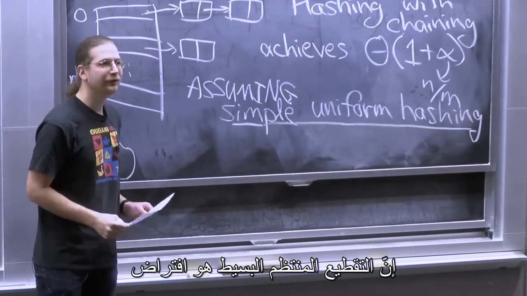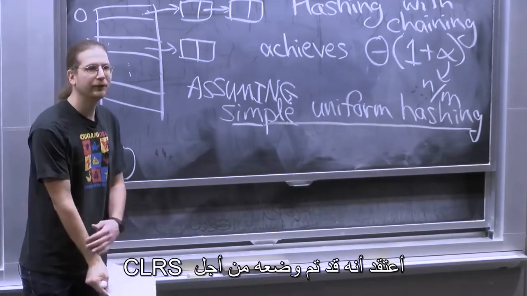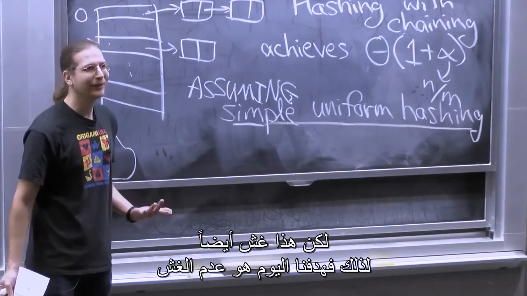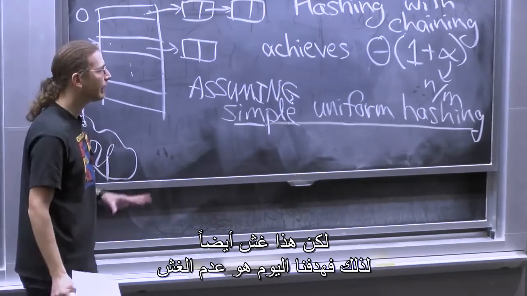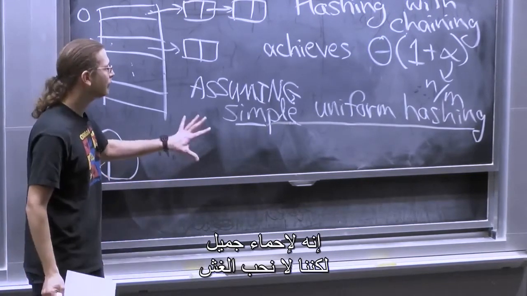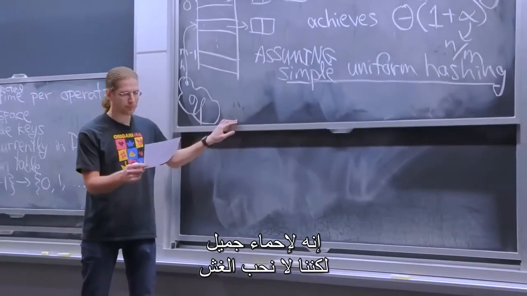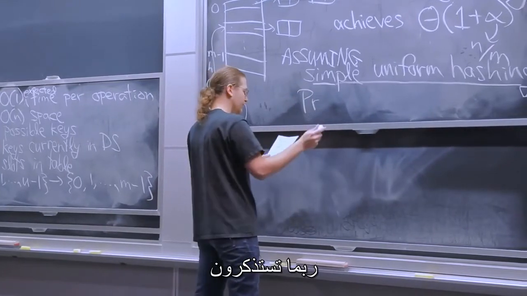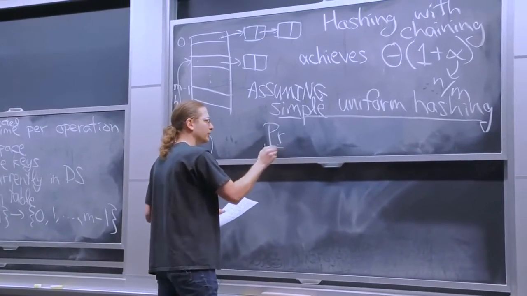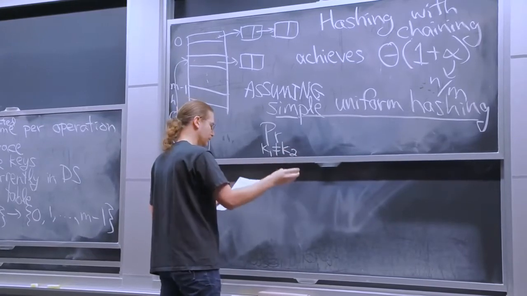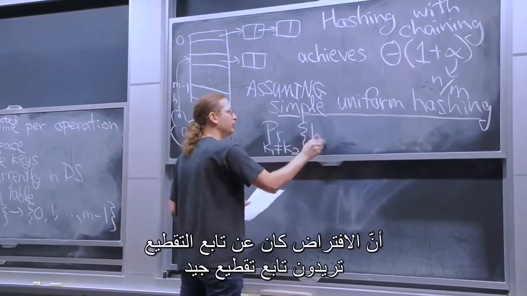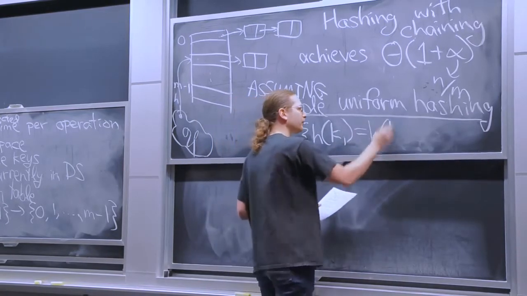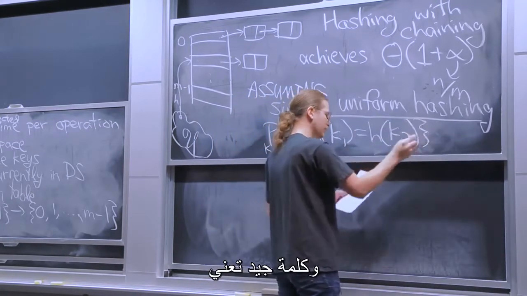Simple uniform hashing is an assumption, I think invented for CLRS. It makes the analysis very simple, but it's also basically cheating. So today our goal is to not cheat. It's nice as a warm-up, but we don't like cheating. So you may recall the assumption is about the hash function. You want a good hash function. And good means this.